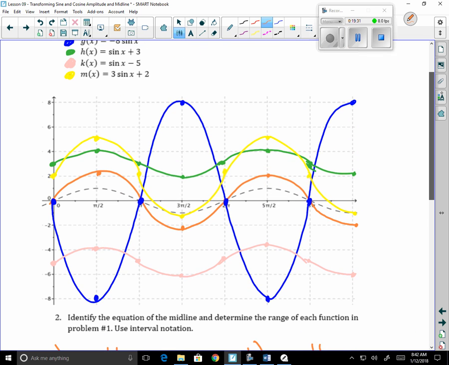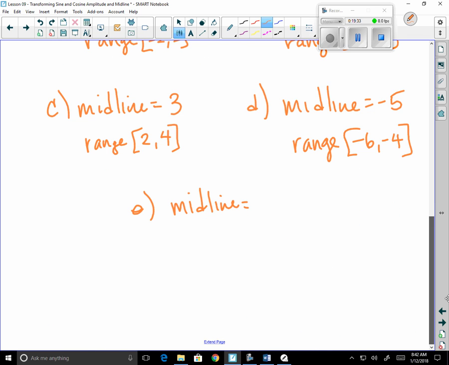So the last one here had a midline of 2. And since the amplitude's 3, I know the range can be found by going down 3, so -1, and up 3 to +5.